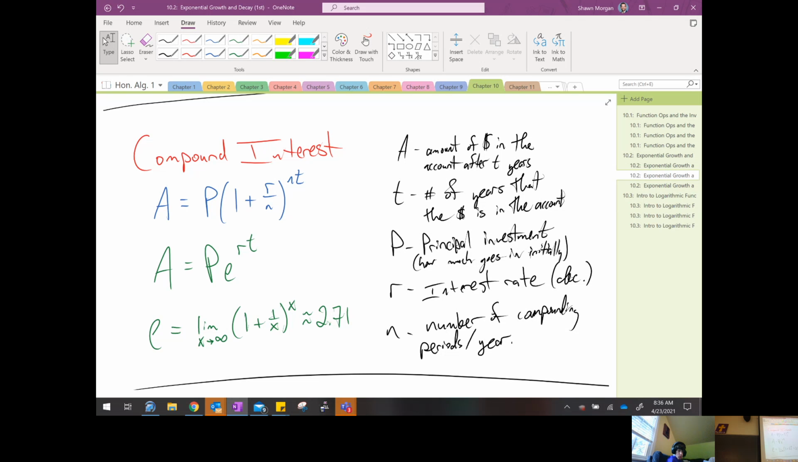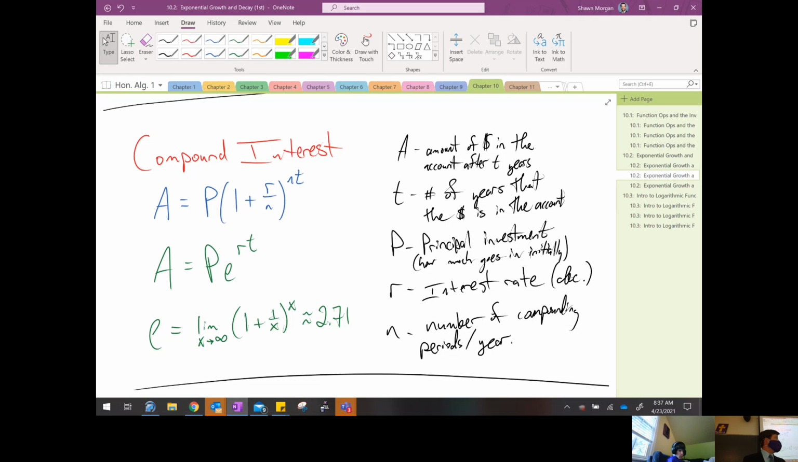N would be 12. There are 12 months in the year. Okay, so if it's daily, N would be 365, unless it were a leap year, then it'd be 366. Number of compounding periods per year. All right, so that's very good. That's what we're talking about. It's the number of compounding periods per year.